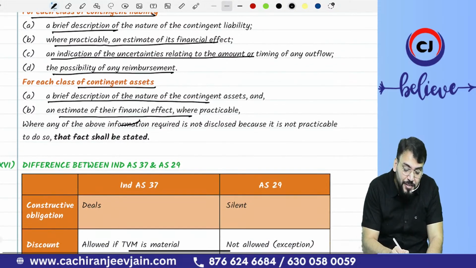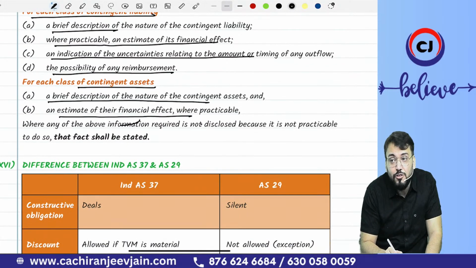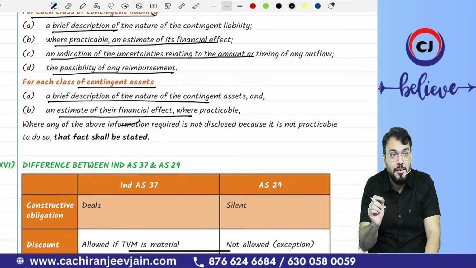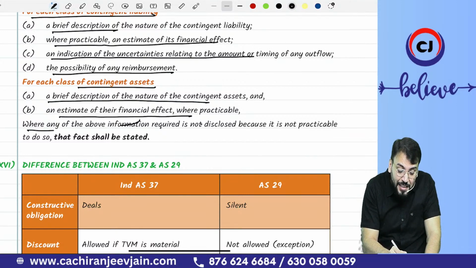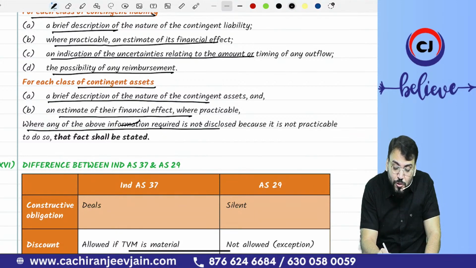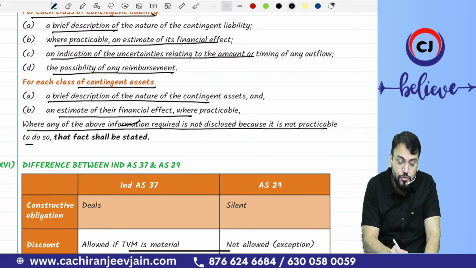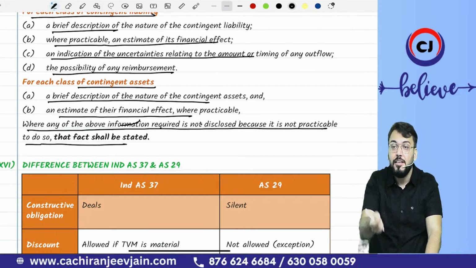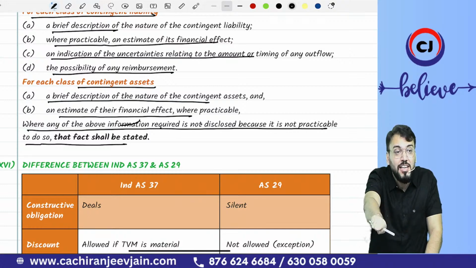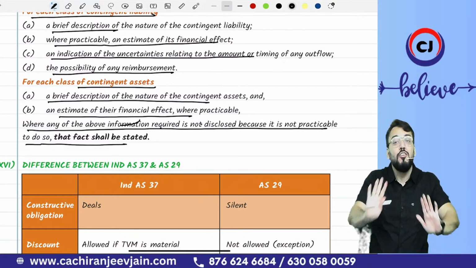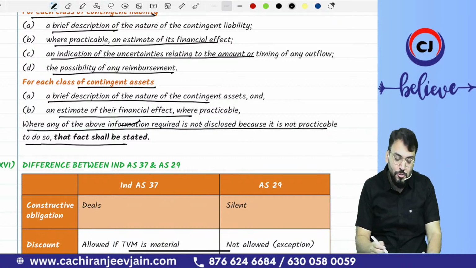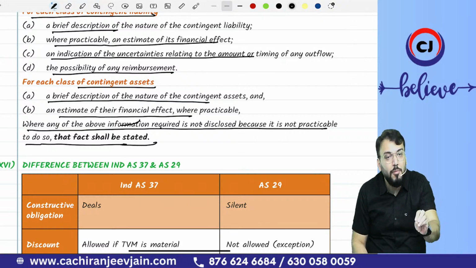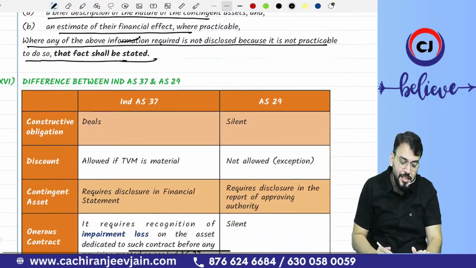Then they have mentioned one point: if it is impracticable to estimate, disclose the fact. So where any of the above information required is not disclosed because it is not practicable to do so, the facts will be disclosed. Means if you cannot estimate the amount of contingent liability, or the amount of contingent asset, then disclose the fact that we cannot estimate it. Understood? Correct? Then last point, difference.